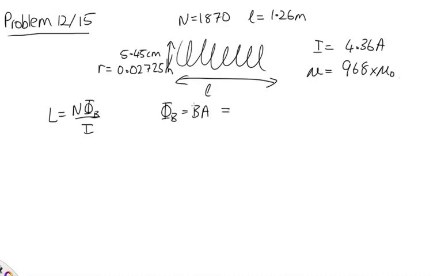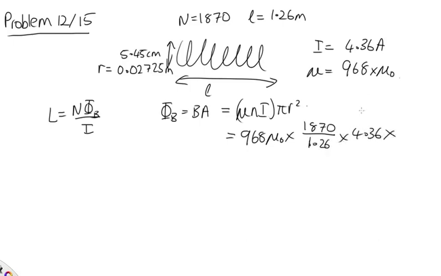So phi B is equal to BA. This is a solenoid, so the magnetic field inside the solenoid is given by mu Ni, and the area is pi r squared. So mu, that's 968 mu naught, times N. Now this is the number of turns per metre, so that's 1870 over 1.26. The current is 4.36, and we times it by pi r squared. So solving this, we end up with this is equal to 0.01836.